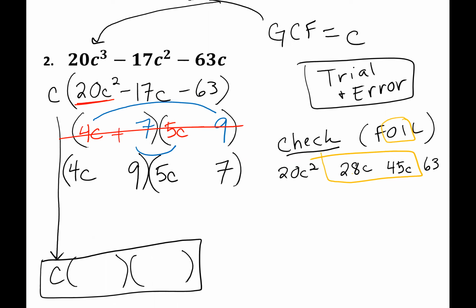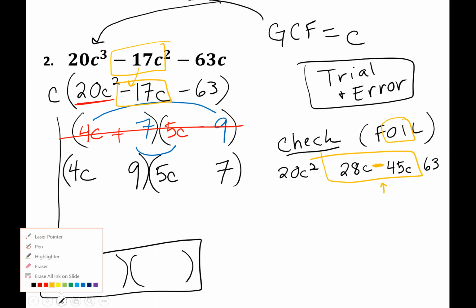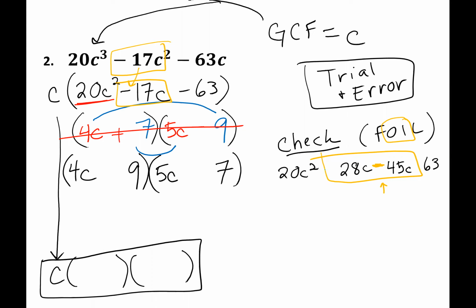Now I can get 28 and 45 to equal this -17c if I make the bigger number negative. So if I make the 45 negative and I make the 28 positive, this is going to work out. Okay, so positive 28 minus 45. Yes, that equals negative 17. See, and I got it.